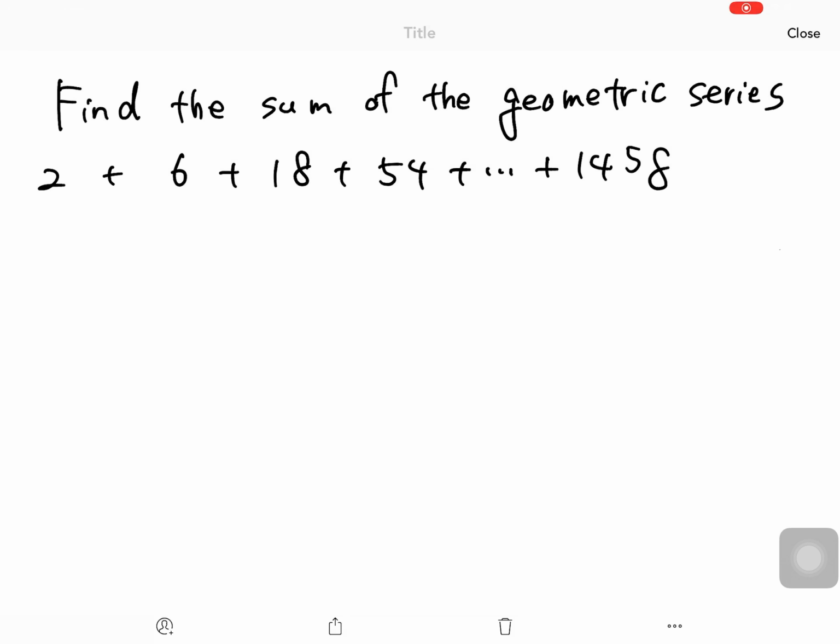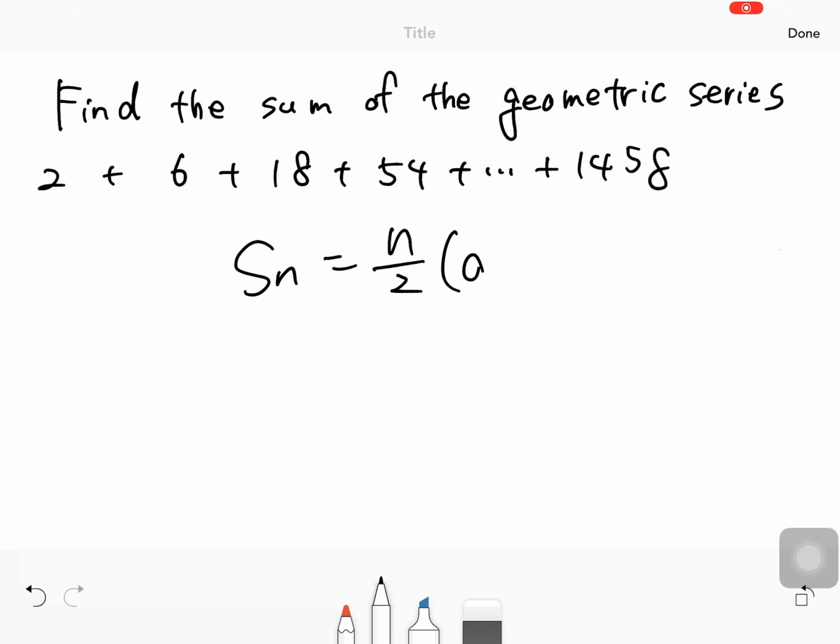Before, we worked on the question to find the sum of an arithmetic series. Do you remember the formula for the arithmetic series? Sn equals n over 2 times (a plus l), where a is the first term and l is the last term of the sequence. If you're not sure about this, please check out my previous video. I put it in the description of this video.